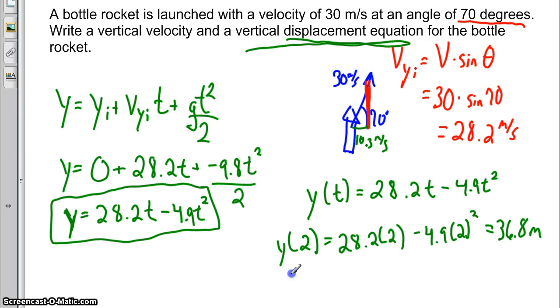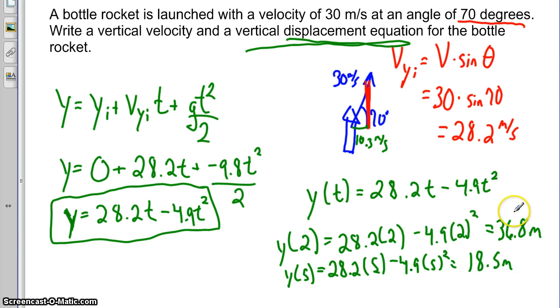What about the height after 5 seconds? Just another example. 28.2 times 5 minus 4.9 times 5 squared. And I got 18.5. So you see it's on the way back down here. Here it's going up, and then it goes back down.